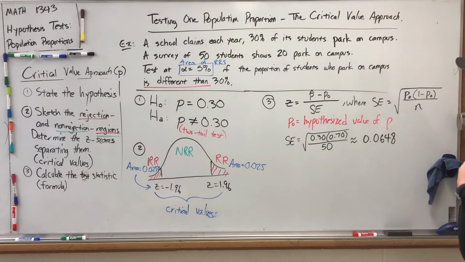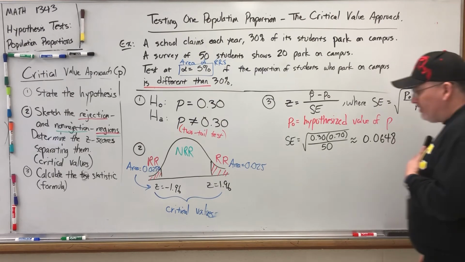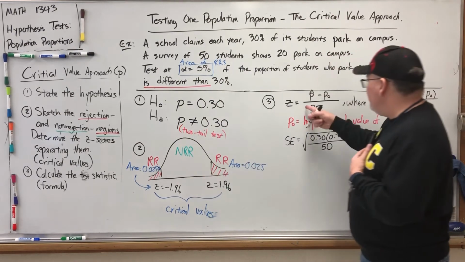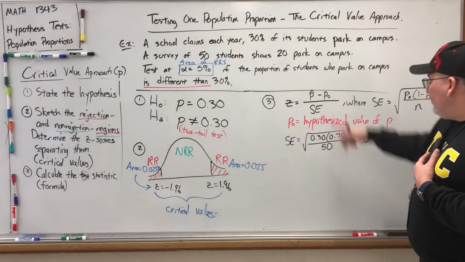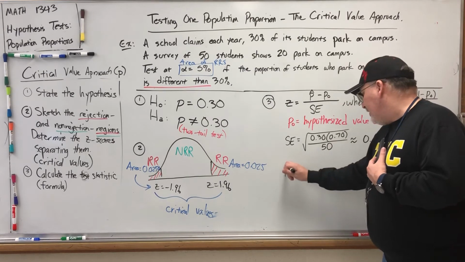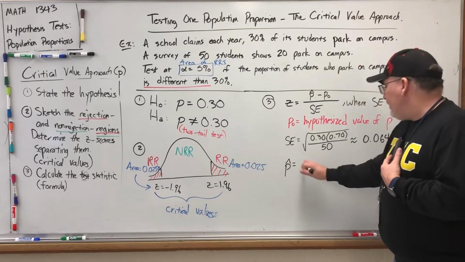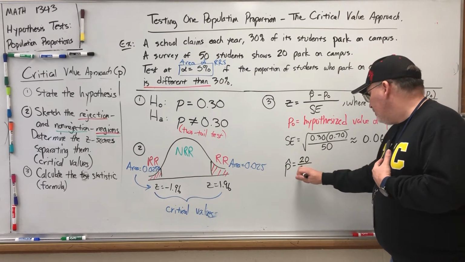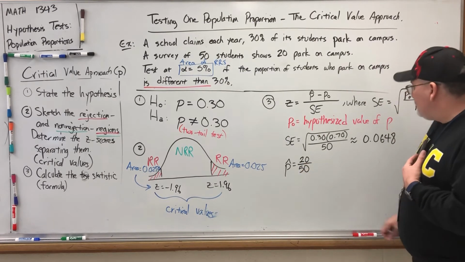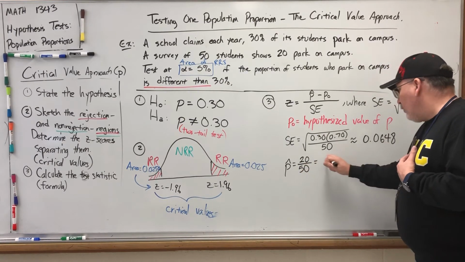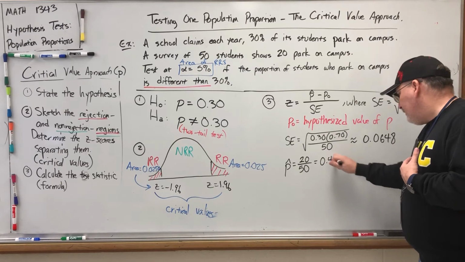But that's not my test statistic. My test statistic is something to compare to these Z's, so I need to calculate this Z. But we need to know P hat, so let's figure that out. Well, 20 out of 50 students parked on campus, 20 out of 50 is 40%, or 0.40.